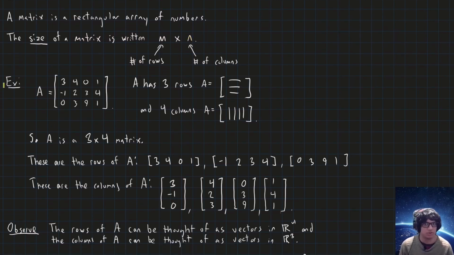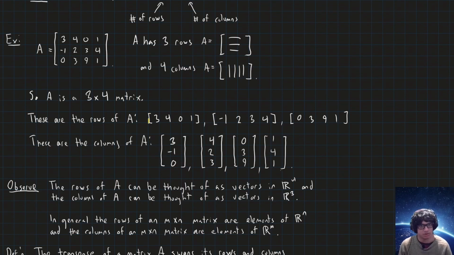If we look at this example of matrix A here, remember, rows are the horizontal lines of numbers like this, and the columns are the vertical lines like that. So A has 3 rows, and it has 4 columns. So A is a 3 by 4 matrix.